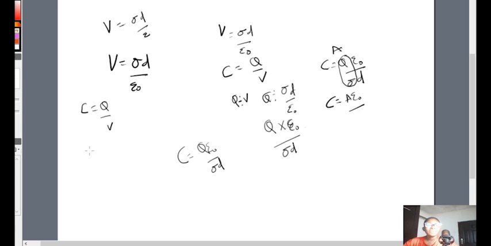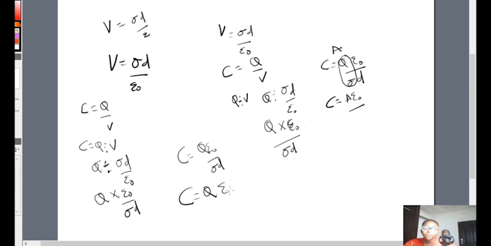So now, it's just as if I'm saying C is equal to Q divided by V. Then what will I now do? Putting in that value of V, which was sigma multiplied by D divided by epsilon naught, we're going to have to change this division sign to multiplication. So it's going to be Q times epsilon naught divided by sigma D. So our C then can now be Q epsilon naught over sigma and D.